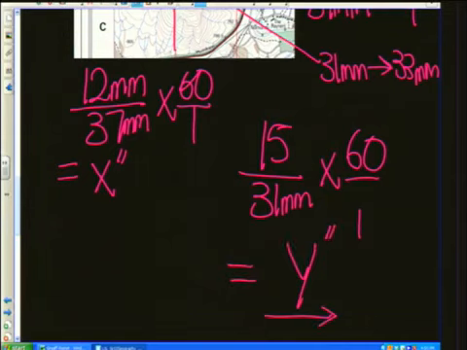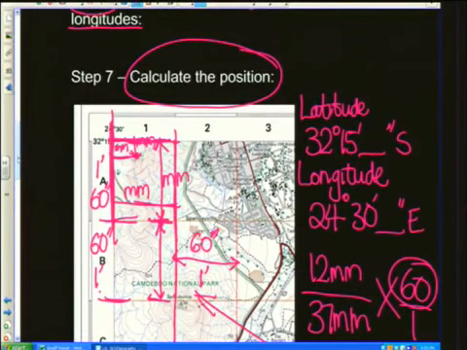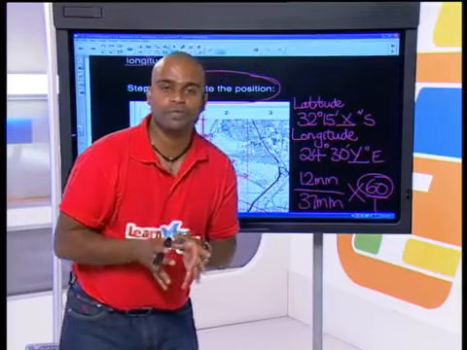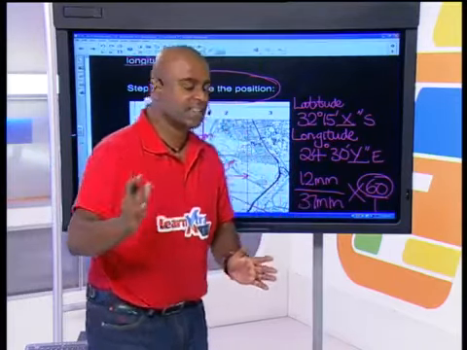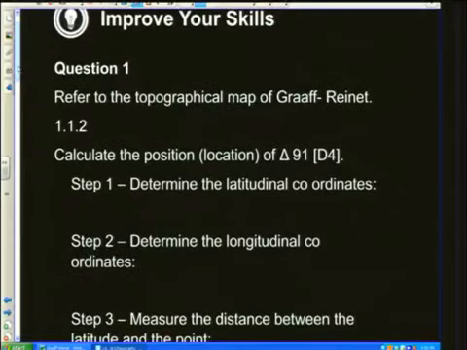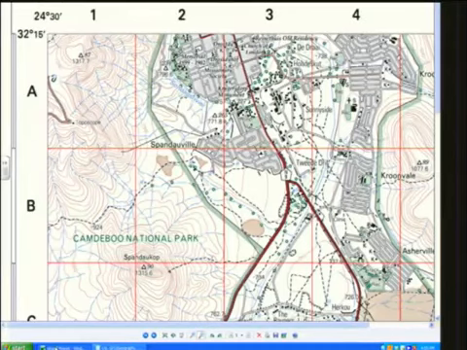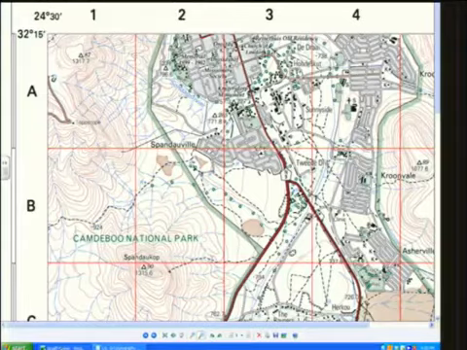Once we've got these two answers, x seconds and y seconds, we should go back to our original answer. And remember, your x seconds goes there and your y seconds goes there. So this is simply the procedure that you would follow in order to calculate the exact position to degrees, minutes, and seconds. I'm going to move on further to the following. Note this next example, trig beacon 91, and I'm going to quickly go through this. Remember, trig beacon 91 is in block D4. So let's go back to block D4.